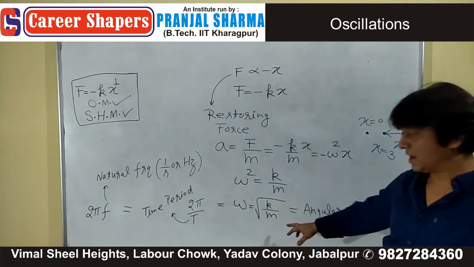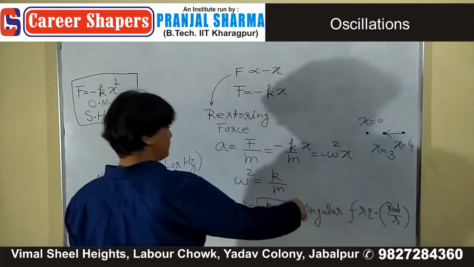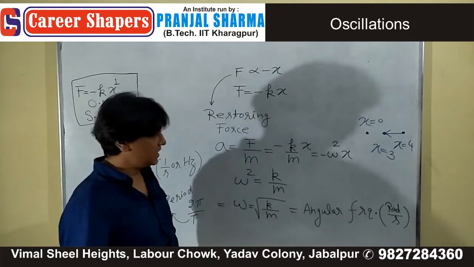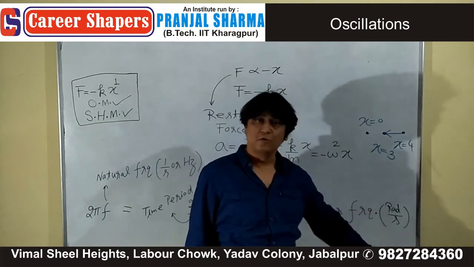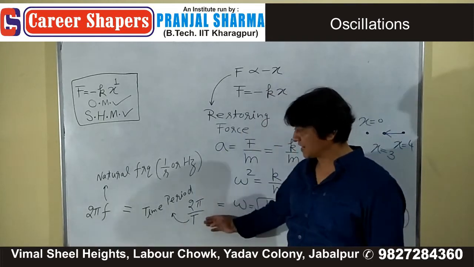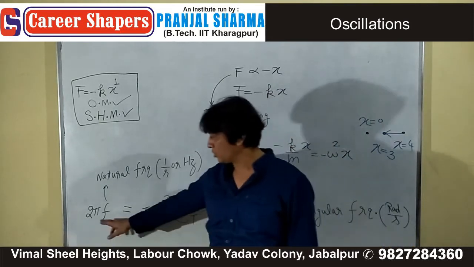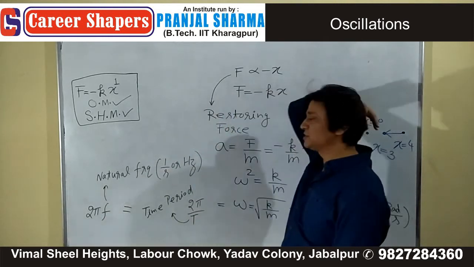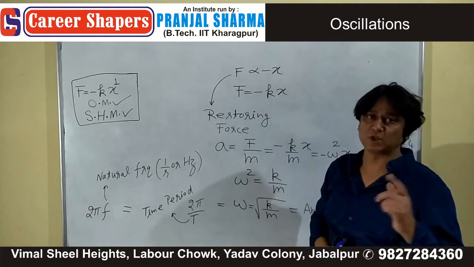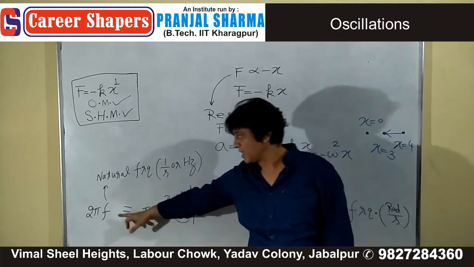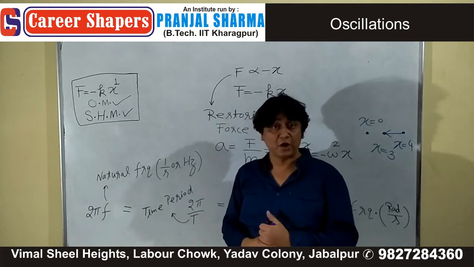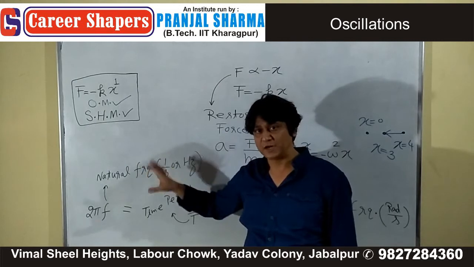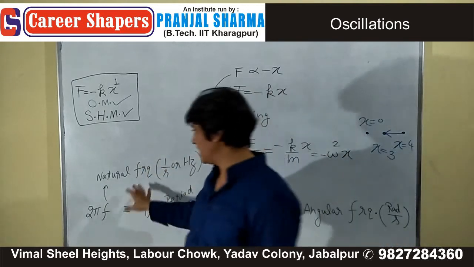Omega is root k by m. It's called angular frequency. It is equivalent to angular velocity, but we'll see that later. Radian per second. From that angular velocity part, you will understand this. This f is called natural frequency. Natural frequency means if I say 7 oscillations in 1 second, then this f is 7. If you say 100 oscillations per second, then this f is 100 hertz. That's what you mean by f.